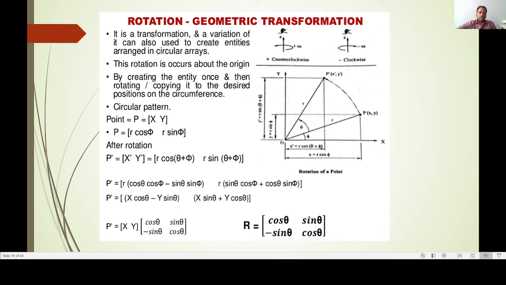So the final point p dash is x cos theta minus y sin theta, x sin theta plus y cos theta. So the rotational matrix can be arrived as cos theta, sin theta, minus sin theta, cos theta. The final translated point can be found by p dash equal to p into R, where R is the rotational matrix and p is the initial point of the line, or maybe any object.